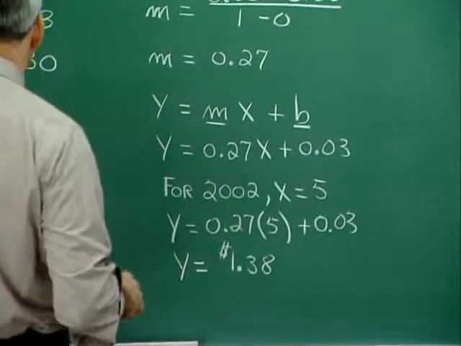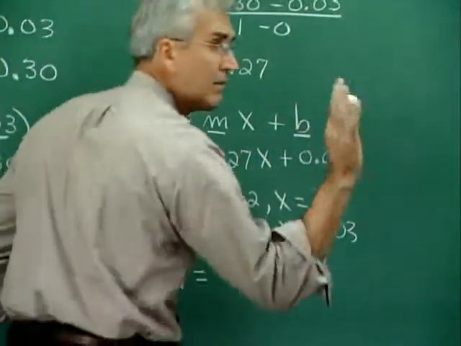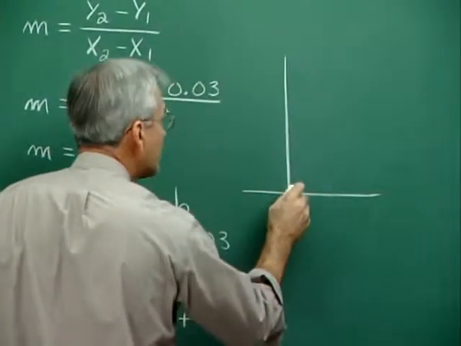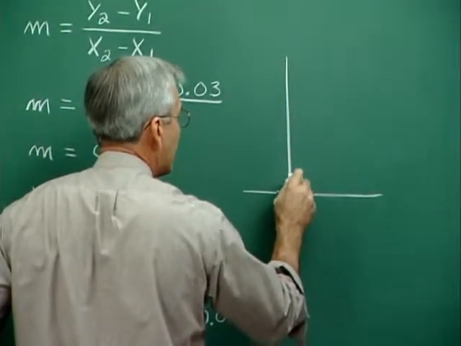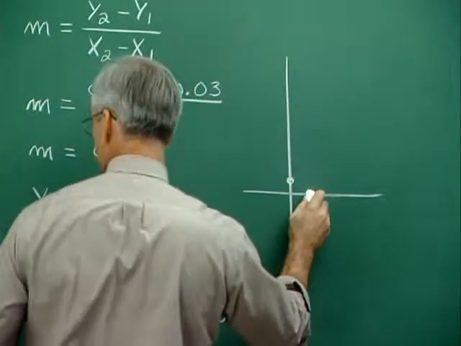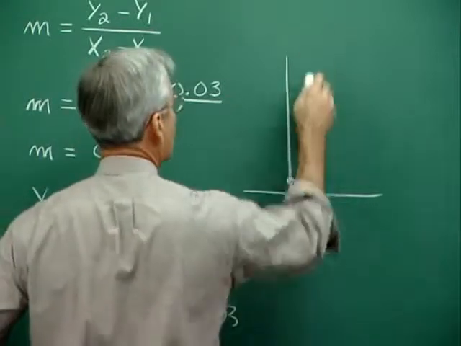Now, understand that graphically, we're taking information like this. Let's see, 0 is associated with 0.03, let's say it's right here. And 1 is associated with 30, and that's way up here.